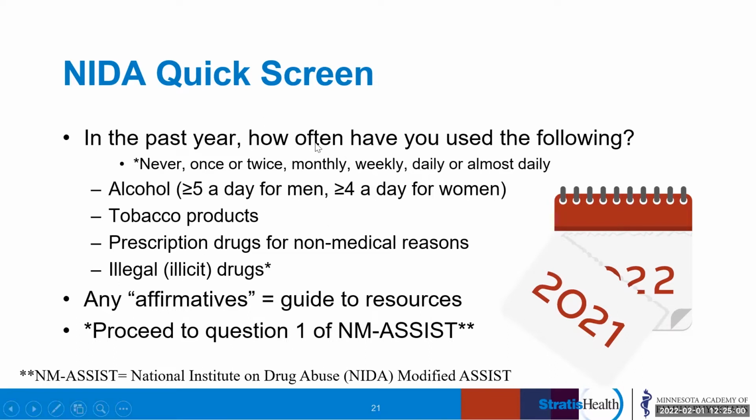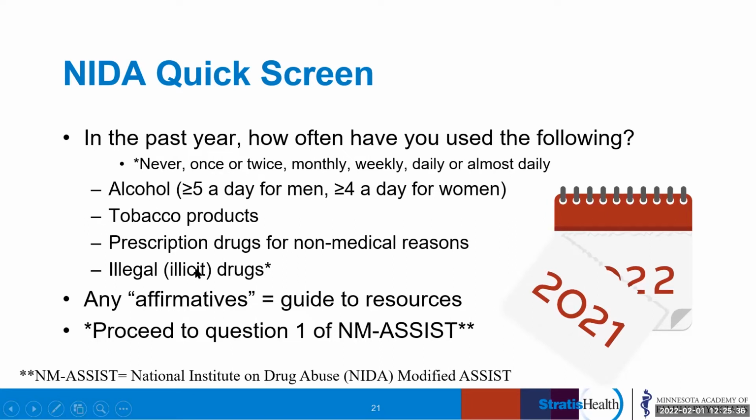So the NIDA quick screen is just a couple questions. In the past year, how often have you used the following? Alcohol, tobacco, prescription drugs for non-medical reasons, and then illegal or illicit drugs. NIDA stands for National Institute on Drug Abuse. The answers are never, once or twice, monthly, weekly, daily, or almost daily. Where you call it an affirmative is once you're getting into that monthly for most things.